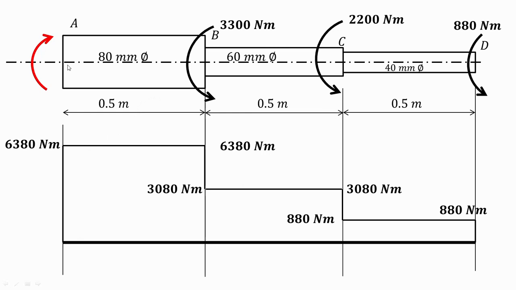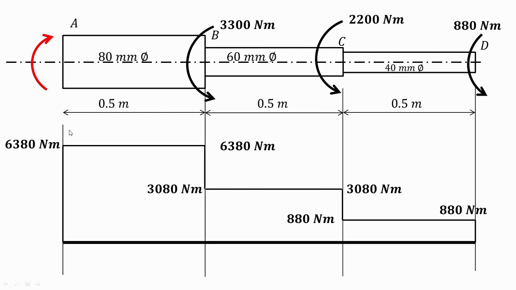Whatever torque is there at point A is nothing but the reactive torque also, because A is fixed. So there is a reaction or reactive torque that is offered by the fixed portion, and that reaction will be in the opposite direction to that of this active torque. So it is shown in the clockwise direction, and its value is also 6380 Newton meter. So the reactive torque that is developed at the fixed end is of magnitude 6380.